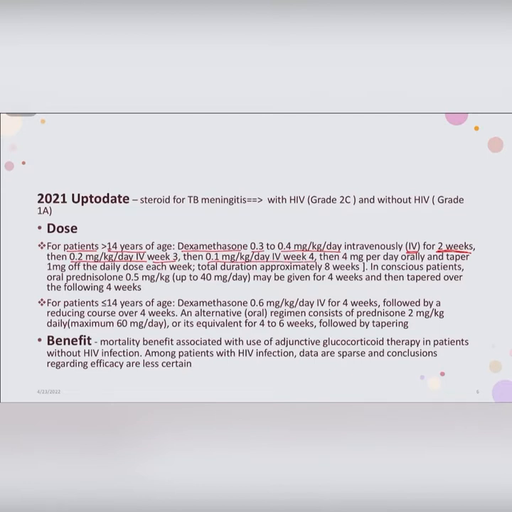IV in week 4. This is the first 4 weeks, and then in the last 4 weeks, we will taper the drug. We'll give 4 milligram per day orally and taper 1 milligram of daily dose each week. The total duration is approximately 8 weeks.